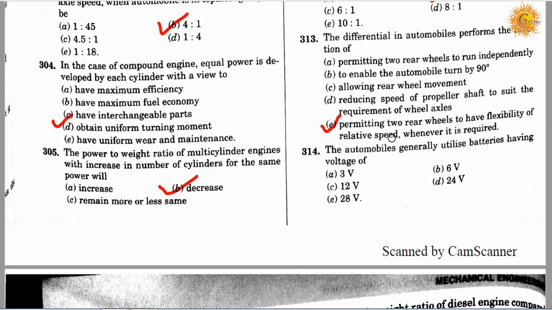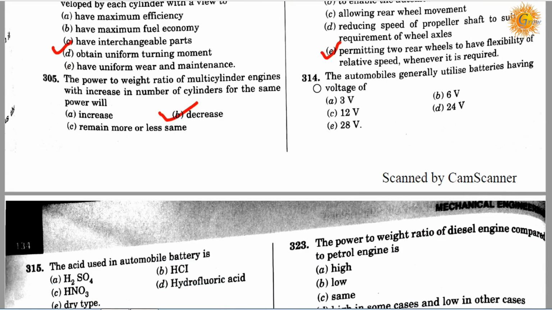Okay. Question number 314. The automobiles generally utilize batteries having voltage of option A 3 volts, option B 6 volts, option C 12 volts, option D 24 volts, option E 28 volts. So the correct answer is C. It's only 12 volts.